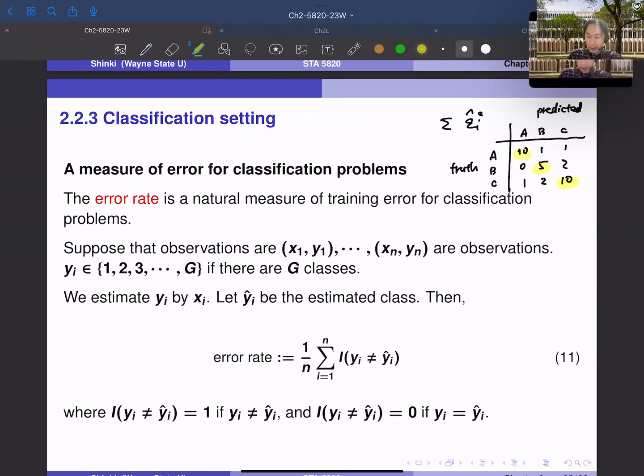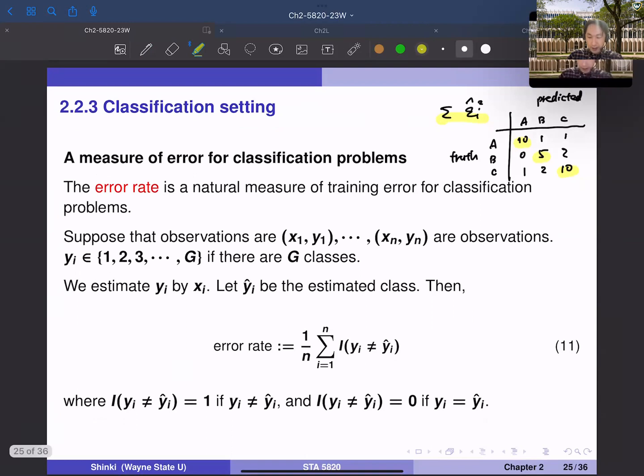But how do we define a measure of error? The easiest one is just the error rate. We count the number of errors. In this case, we have 7 errors, 1 plus 1 plus 0 plus 2 plus 1 plus 2. So we have 7 errors out of 32 observations, 7 over 32. This is basically the so-called error rate.